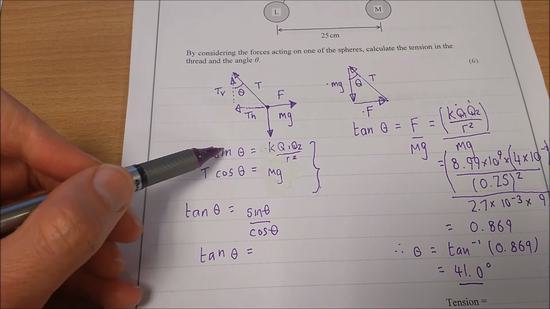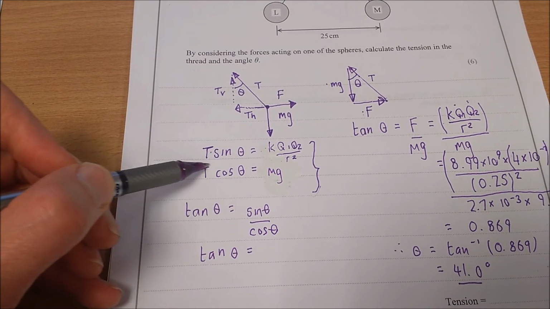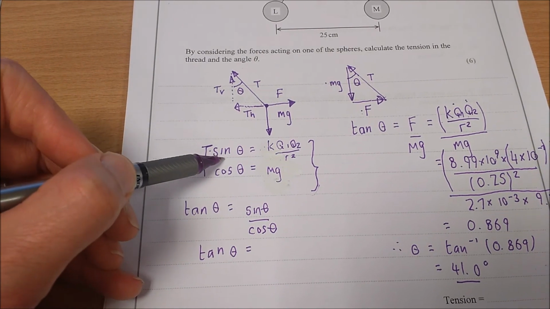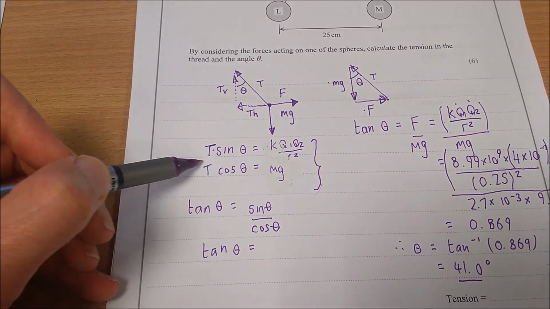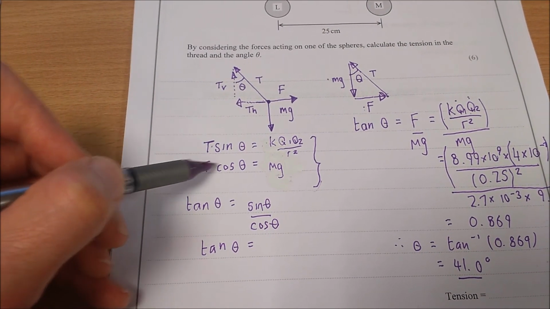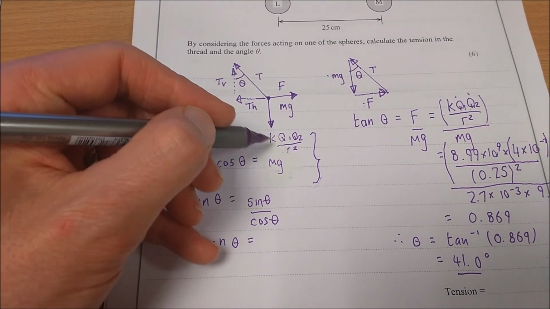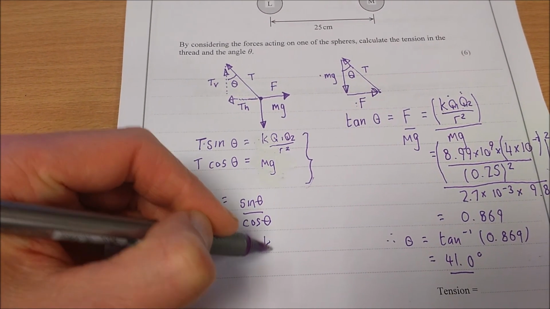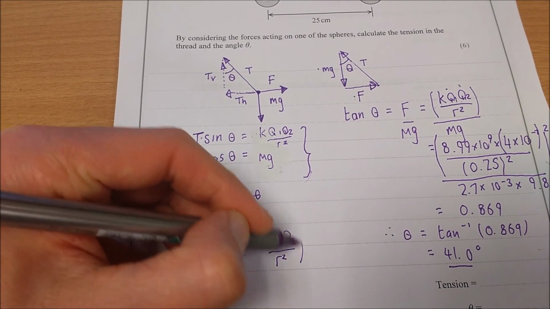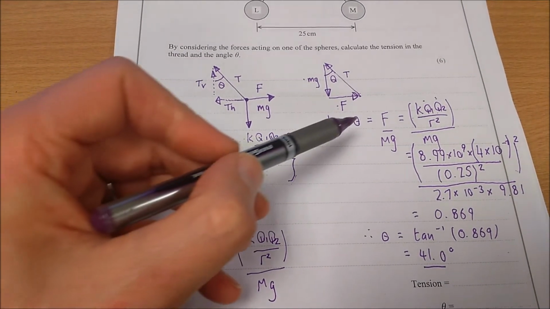If you remember, tan theta is sine theta over cos theta, so if you divide here and here, since that's equal to that and that's equal to that, that left side divided by that is going to be equal to that divided by that. So dividing T sine theta by T cos theta, you get sine over cos, which is tan. So you get tan theta on the left hand side equals this divided by this. So you're going to get k Q1 Q2 over r squared all over mg, which is what we got before.